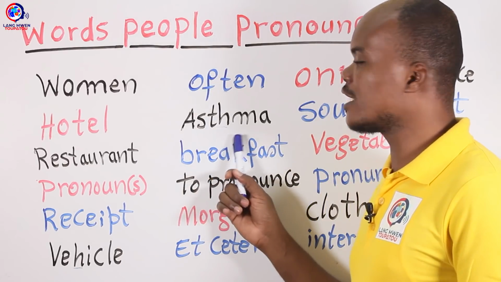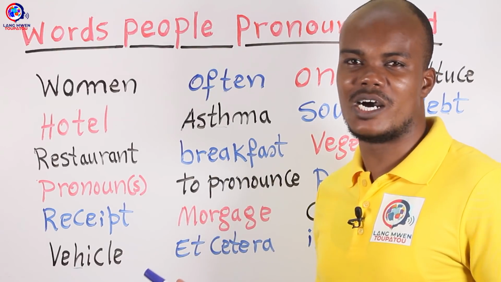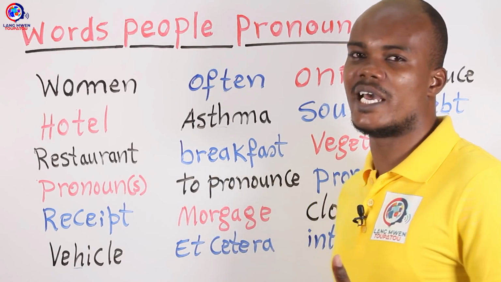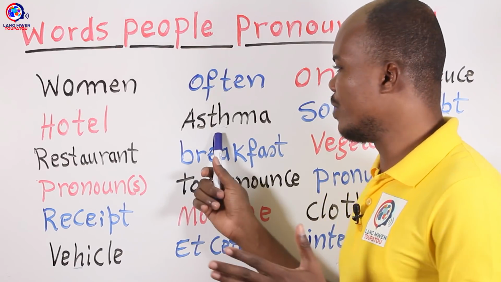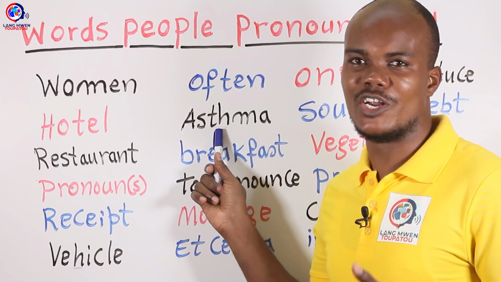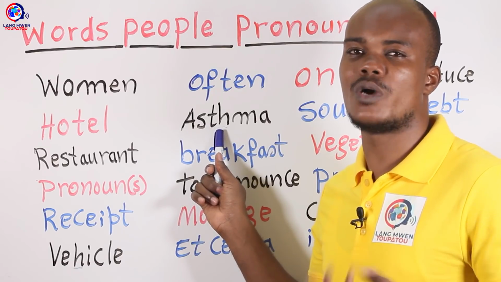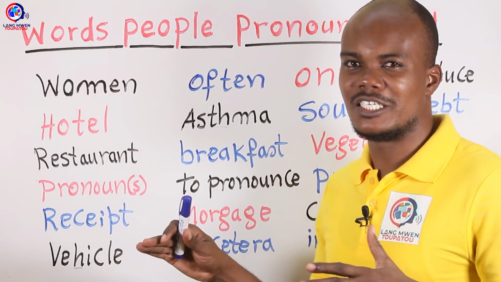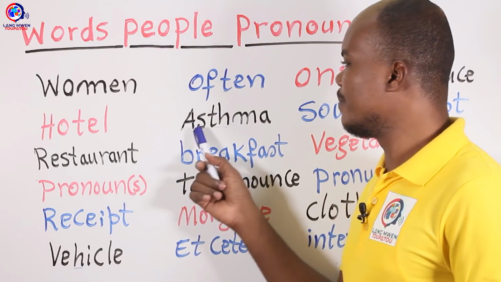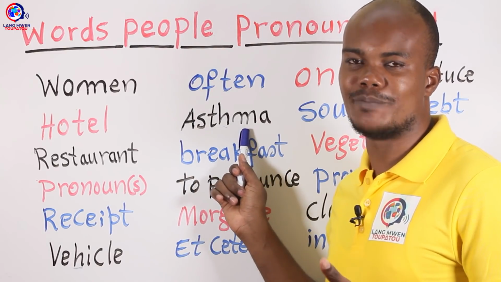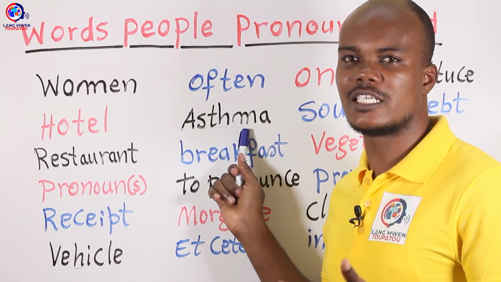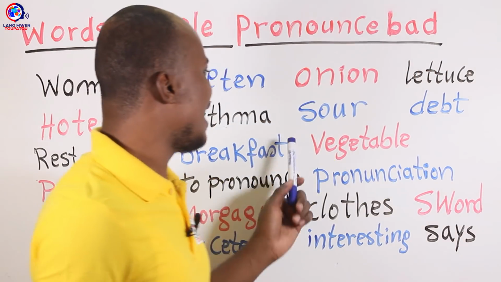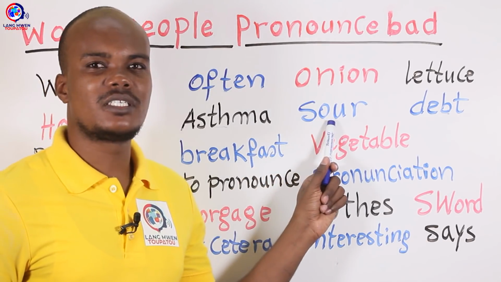You say asthma. You don't say as-th-ma. It's hard to say. You cannot say it like this. You simply say asthma. You don't pronounce this TH sound. You don't try to pronounce this TH sound that you have here. You drop it. Okay? You say asthma. That's great. Sounds good. And next vocabulary is sour.